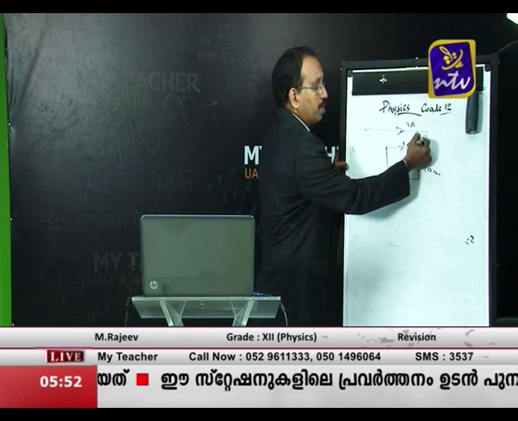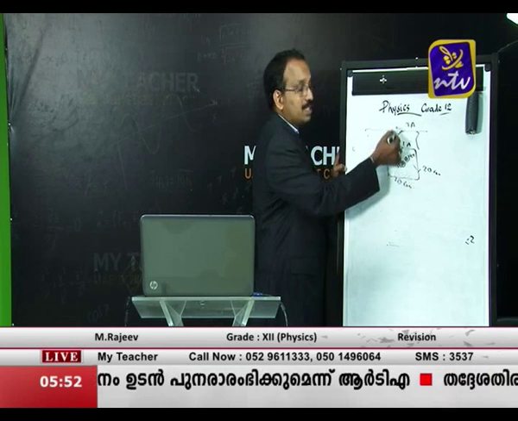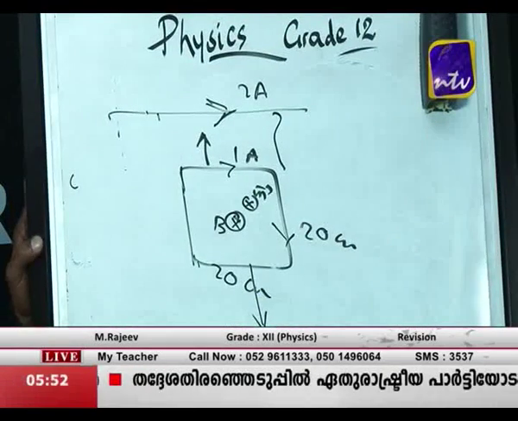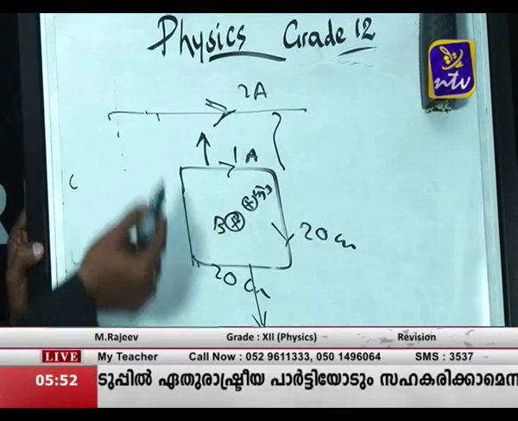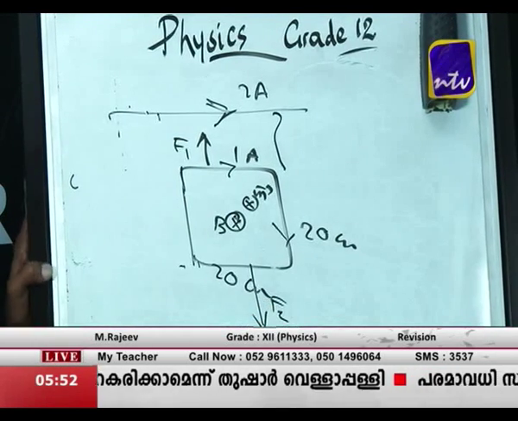How do you find that force? Between these two there is a force of attraction. You know, current is in the same direction, means force of attraction. Between these two there is a force of repulsion, but the repulsive force is less because it is at a greater distance. So find the attractive force and the repulsive force, then subtract.